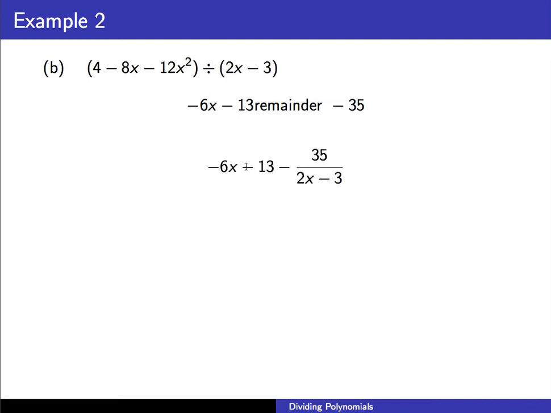So we can write that as negative 6x minus 13, and then either plus negative 35 over the 2x minus 3, or as it's written, negative 6x minus 13, and then just minus 35 over 2x minus 3. So either one of those forms is acceptable.